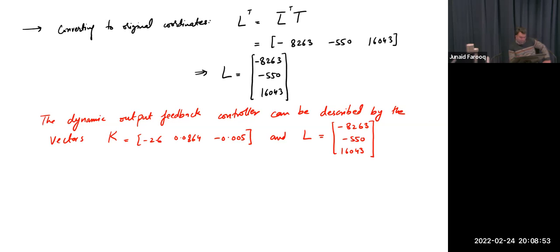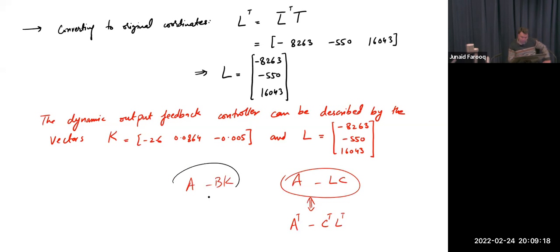Right, so the whole idea is to do pole placement for A minus BK and A minus LC, or if you want to basically do pole placement for A transpose minus C transpose L transpose, right? So you can obviously use Ackermann's formula on this or this.